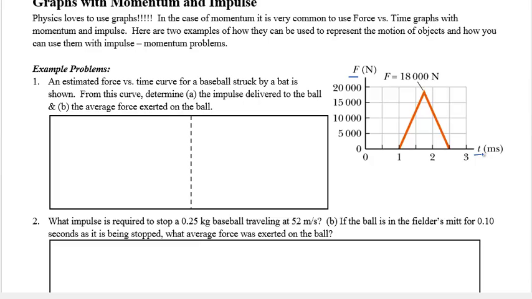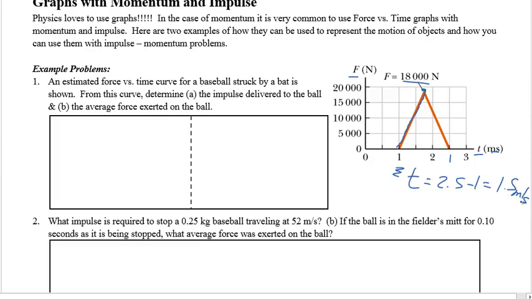So this graph represents how at 1 millisecond, the baseball made contact, and that force increased as time went on to a maximum of 18,000 and then decreased. And the impact ended at 2.5 milliseconds. So the total time, of course, is 2.5 minus 1. So the total impact time was 1.5 milliseconds.